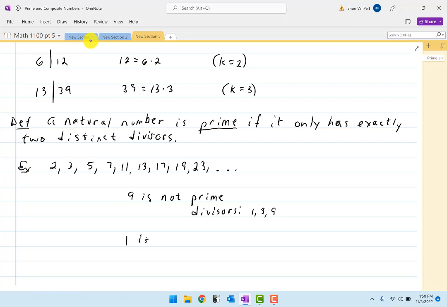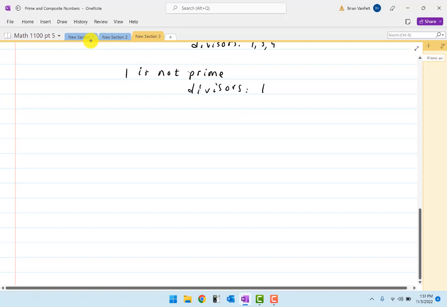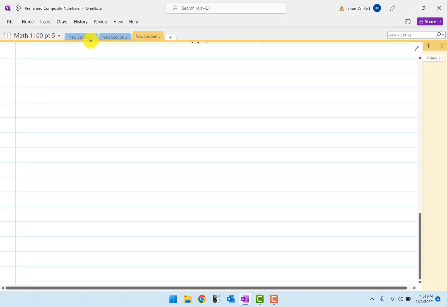1 is not prime. Its list of divisors is just 1. Remember, we're sticking to the natural numbers, so don't think about negative numbers. So it doesn't have enough divisors to be considered a prime number, while 9 is not prime because it has too many divisors. Many times you'll be asked to check if a number is prime.